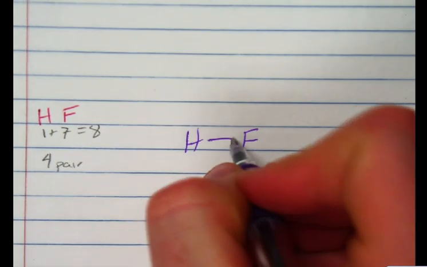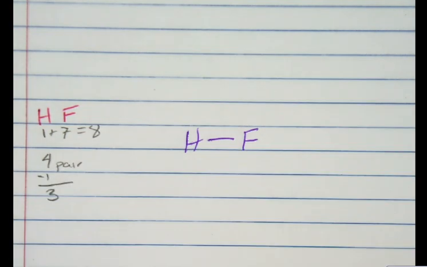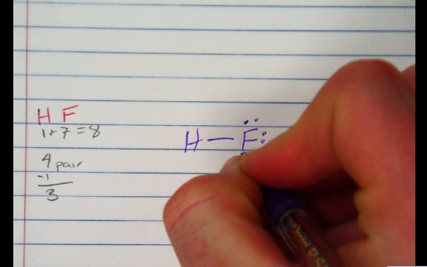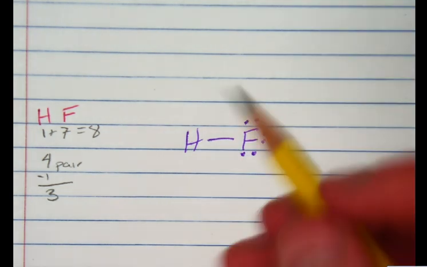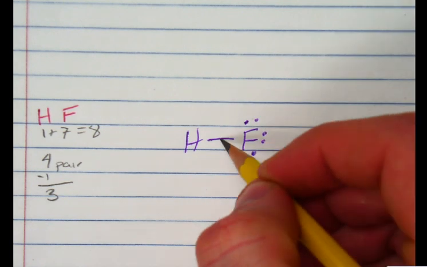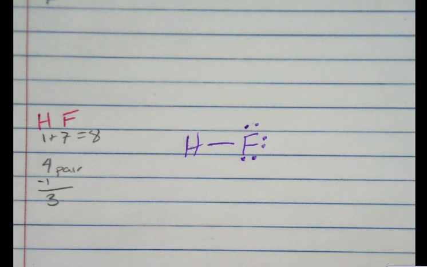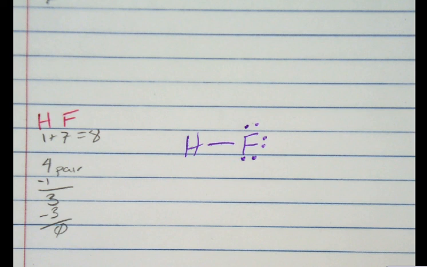We bond the hydrogen to the fluorine. That's one pair. We have 3 left. We take them and put them around the fluorine. That gives us 2, 4, 6, 8. Fluorine is satisfied. Hydrogen is satisfied. We have satisfied the octet rule. And just to double check our math, we used 4 pairs, so we have no electron pairs left.